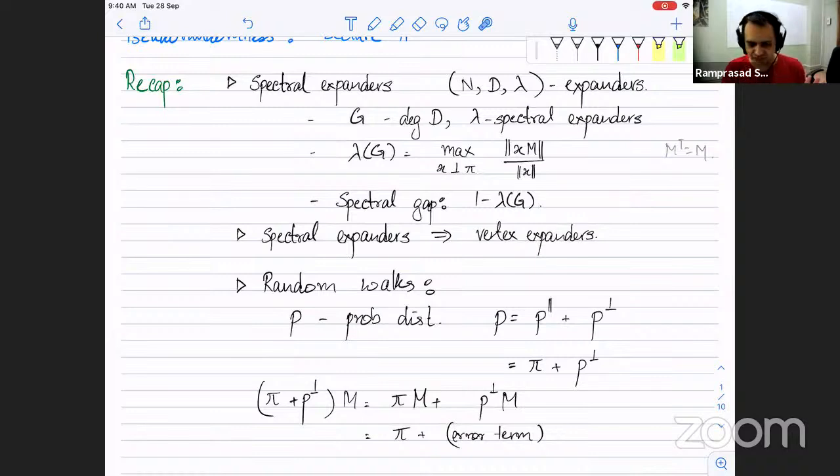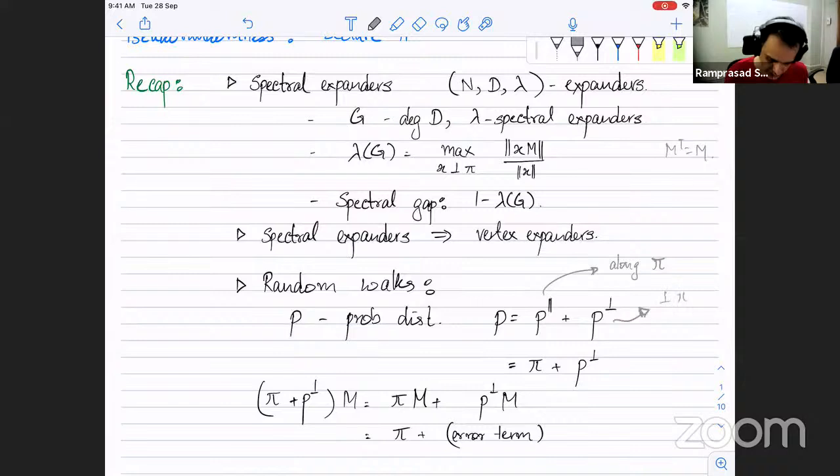Whenever you encounter spectral expansion and random walks, the standard way most of these proof templates go is that you start with your probability vector. This is the distribution you currently have on your vertices. And you want to know what happens to this distribution after you take one step in the random walk. Typically you replace your probability distribution by the parallel component and the perpendicular component. The parallel component is along the direction of pi, that is, along the stationary direction. And the perpendicular component is whatever is perpendicular to pi.